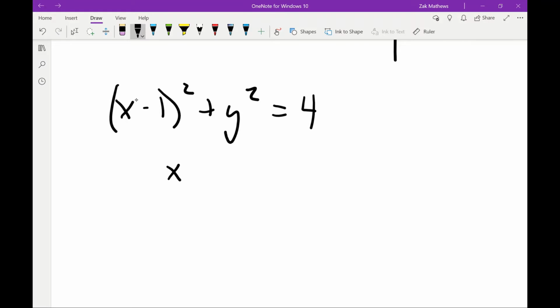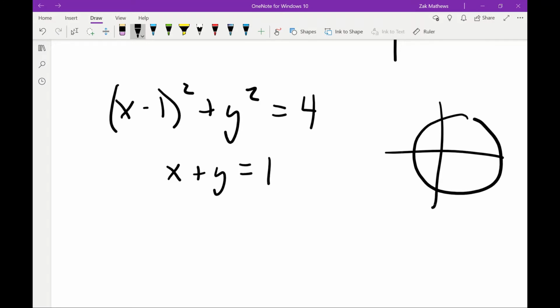And x plus y equals 1. So the top equation we should recognize is a circle. The bottom equation is a line. So if we think about a circle and a line, we know the circle is shifted to the right by 1, and it has a radius of 2, so ballparking that would be what it looks like. The line, move the x over, we'd have a y-intercept of 1 and a slope of negative 1.